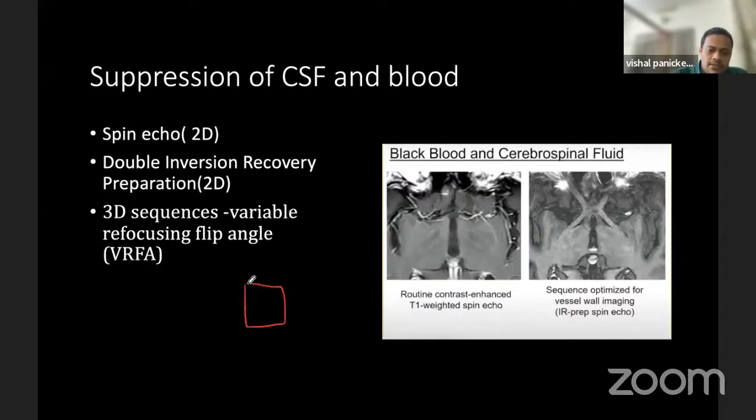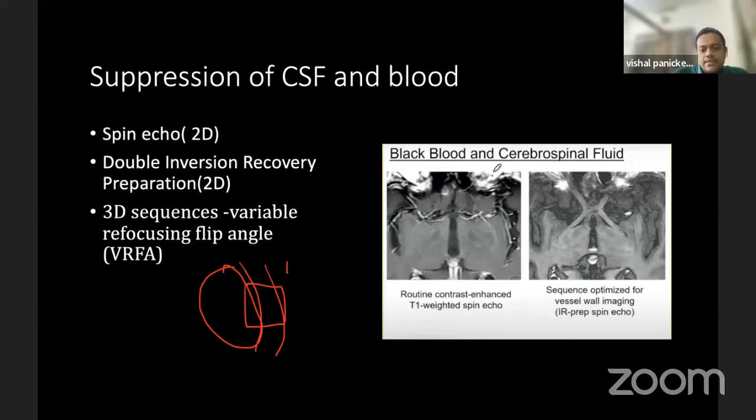This is the voxel size, and if it is the vessel wall, inside the vessel there will be blood, and outside it is CSF. So the voxel will cover both the blood and the CSF. So we need suppression of the blood and CSF. Black blood and CSF suppression is necessary for visualization of vessel wall pathology, and of the vessel wall in normal tissue also. We have different techniques. In 2D, we have the spin echo technique and double inversion recovery preparation, and in 3D sequences, we have the variable refocusing flip angle technique. These are the techniques for obtaining the vessel wall image.